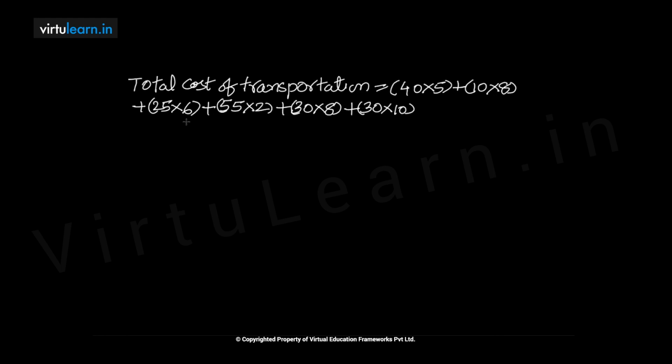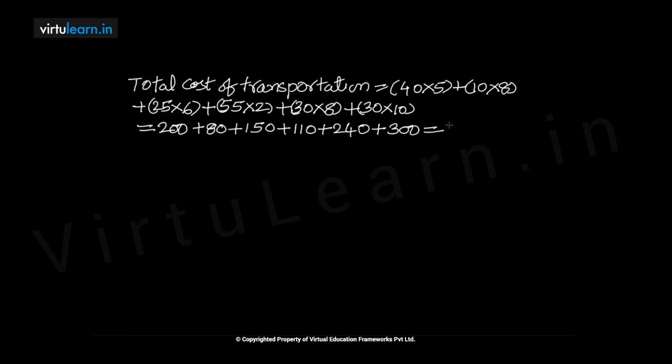So based on the allocation we'll find 40 into 5, 200, plus 10 into 8, 80, plus 25 into 6, 150, plus 55 into 2, 110, plus 30 into 8, 240, plus 30 into 10, 300.